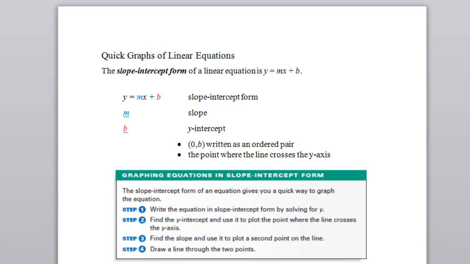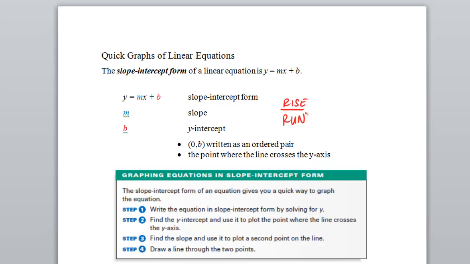For this particular situation with slope, we're going to have to know it as rise over run. If we're given a slope, we know it to be rise over run, and this will allow us to count from point to point and get multiple points. The section title is Quick Graphs of Linear Equations.